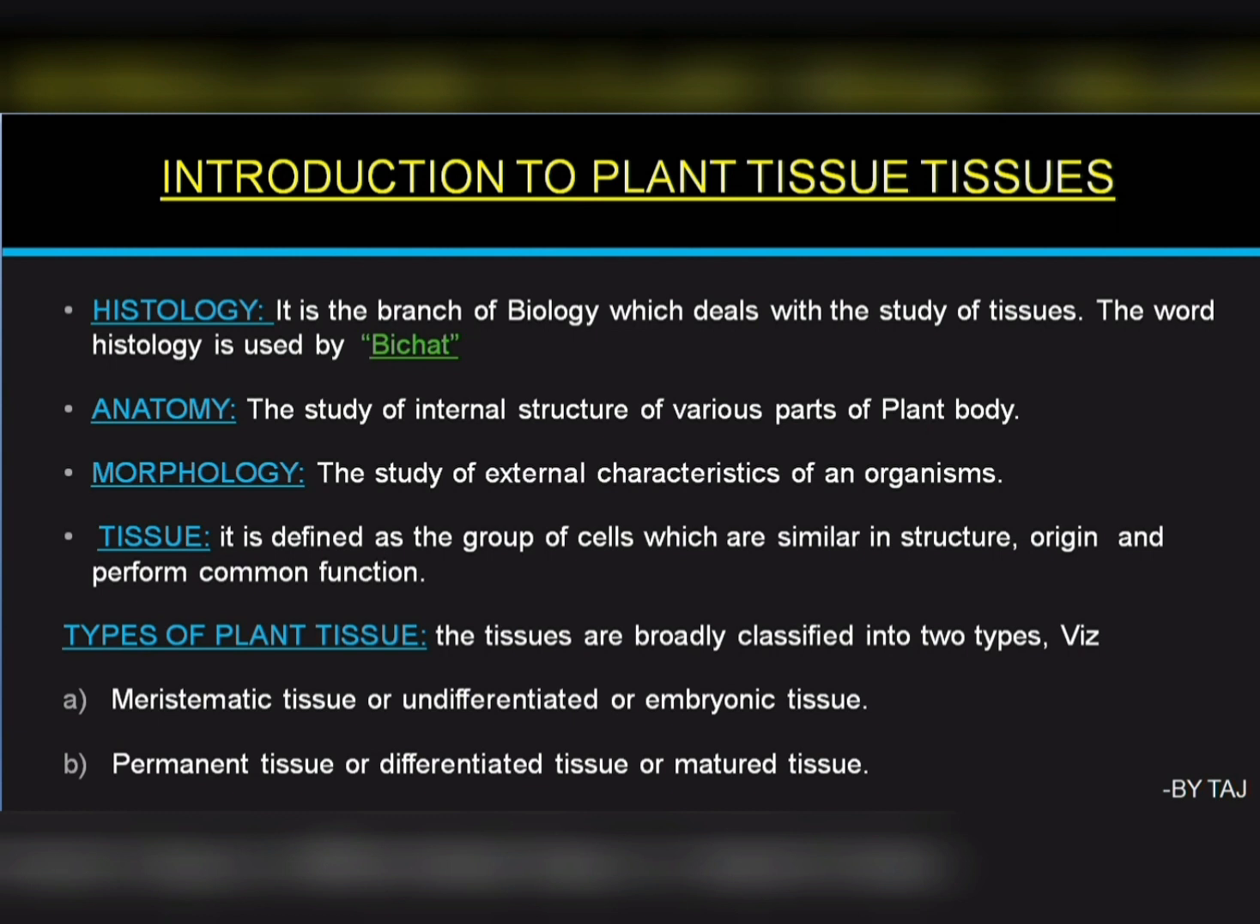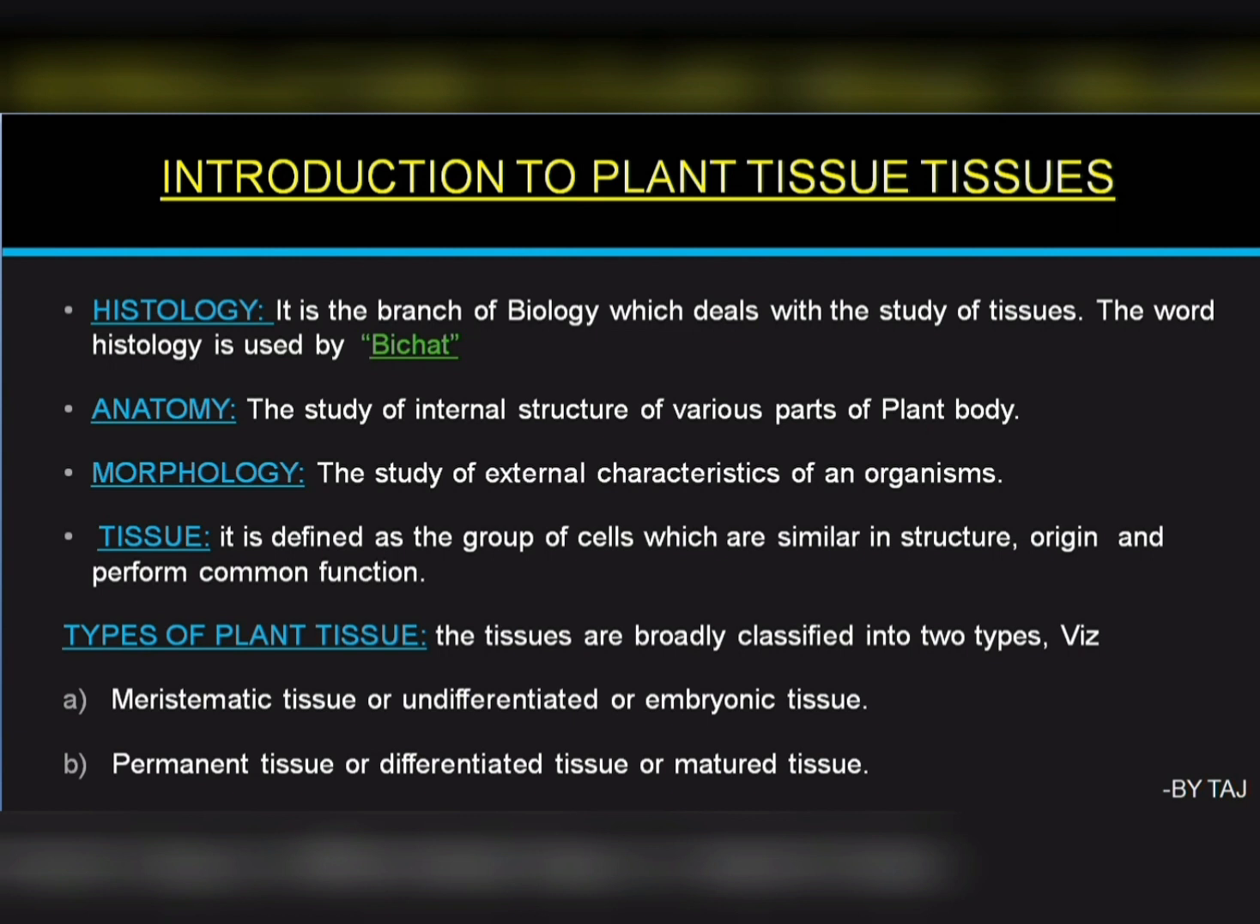Coming to the types of plant tissue. The plant tissues are broadly classified into two main types: meristematic tissue, or undifferentiated tissue, or embryonic tissue. Another type is permanent tissue, or differentiated tissue, or matured tissue. So plant tissues are classified into two types, that is meristematic tissue and permanent tissue.